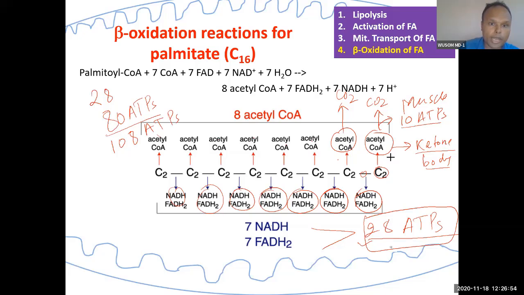But 2 ATP were utilized in the beginning for activation. So how many ATP will be produced? 106 ATPs will be produced in muscle in total. In liver, 28 only, because in liver only beta oxidation will happen. In muscle, beta oxidation and the Krebs cycle both will happen. So this is the ATP production, 106 total, and because of beta oxidation, 28. Remember these two numbers.